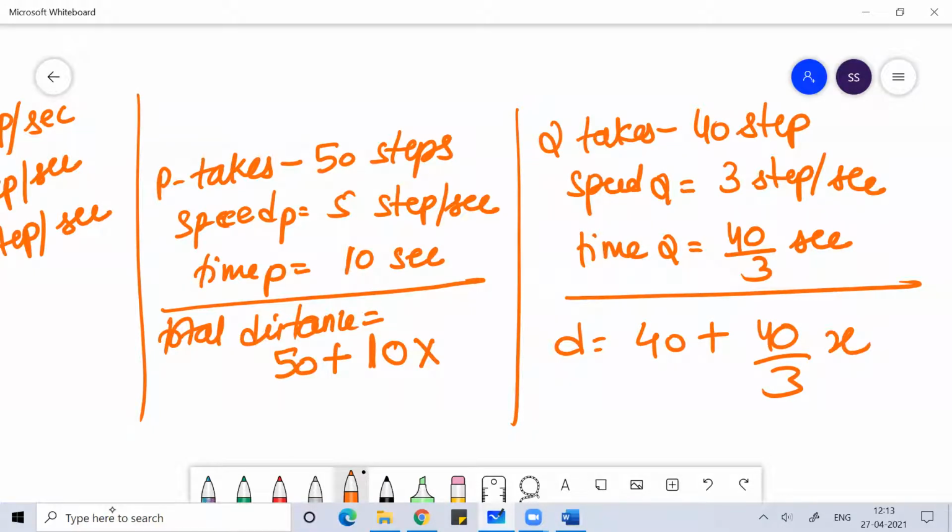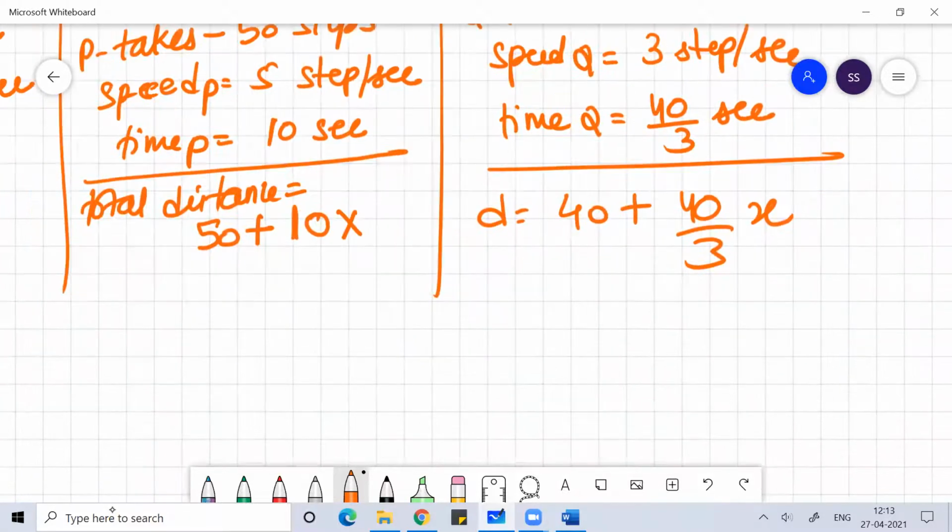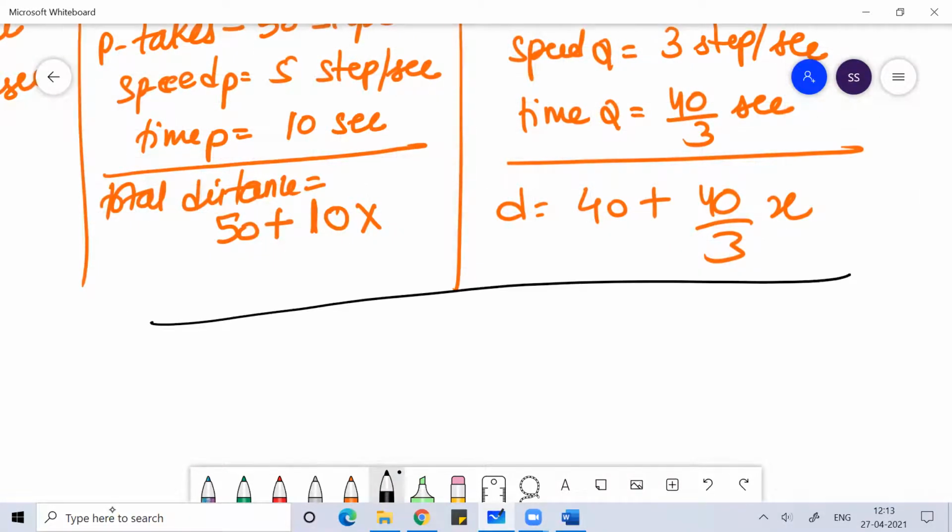Here it doesn't matter whether you talk about the distance of P or the distance of Q, the total distance will remain the same. The only thing is that when you're moving on an escalator that is also moving, your steps will change depending on whether you're slow or fast. If you're fast, the escalator will take fewer steps, while if you're slow, the escalator will take more steps. So the distance will remain the same: 40 plus 40 by 3x.